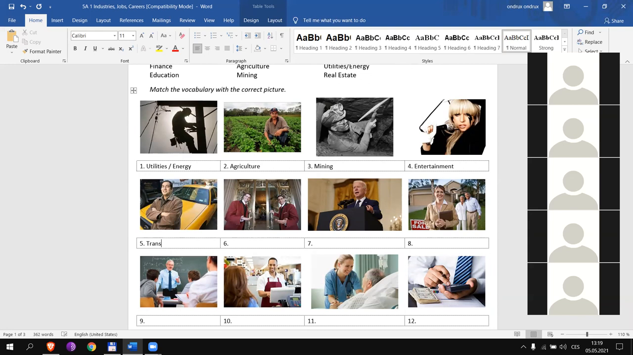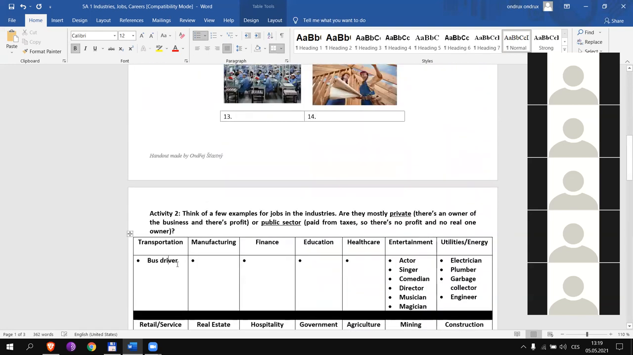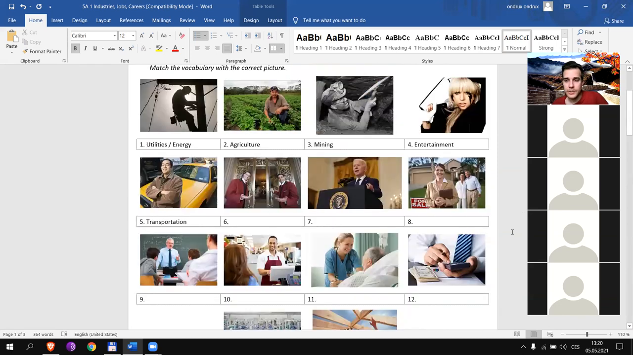Transportation. Yes. And the jobs in this, we have had one already, bus driver and pilot. Pilot, there we go. And yeah, průvodčí, you know, the person who checks the tickets from you. Does anybody know? Conductor. Conductor, yeah, there we go. Thank you very much. Let's try number six.